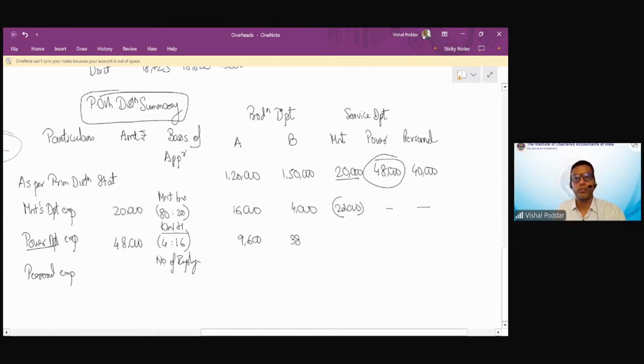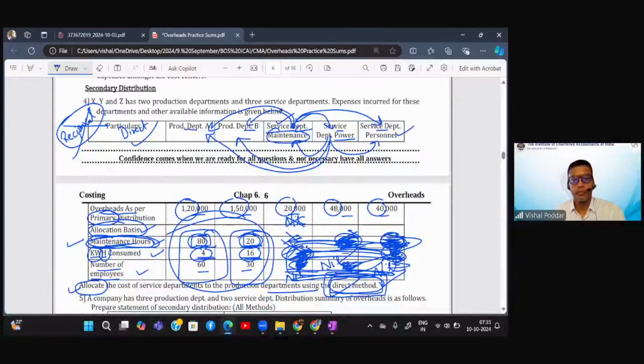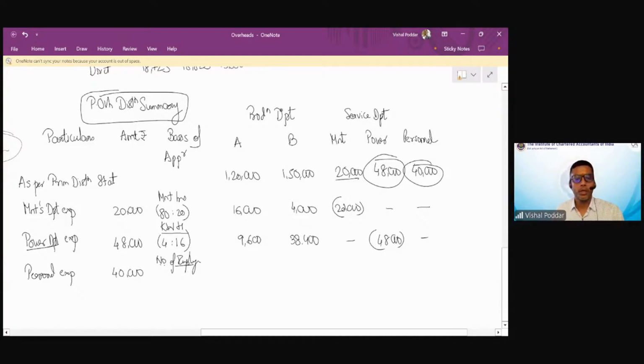$38,400. Correct? Again minus 48,000. And then I'll take personnel expense, which is 40,000, its own cost. The ratio I have to use is the number of employees, which is suitable for personnel. The ratio is 60-30, or simply 3:1, correct? So here I'll get 30,000, here I'll get 10,000, again minus 40,000.